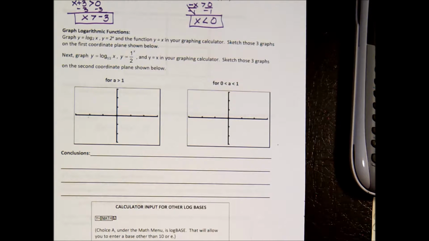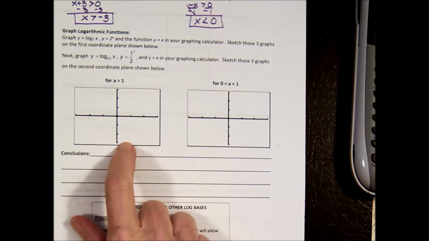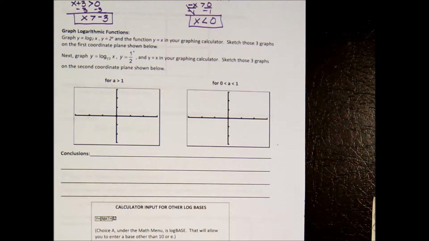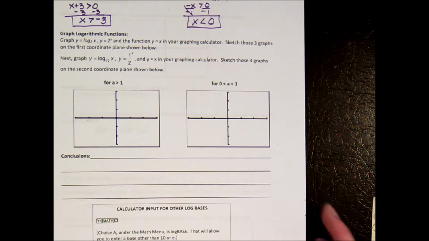And then sketch those 3 graphs on the first coordinate plane that is shown here. So we're going to do that right here. I want to show you how to put this in your graphing calculator, and depending on your operating system, you actually may not have this choice. So if you don't, watch what I'm doing and you can still sketch it and get the same results.